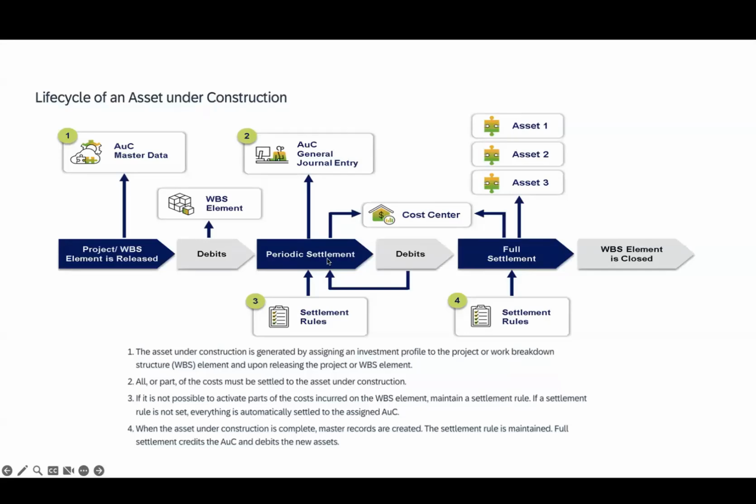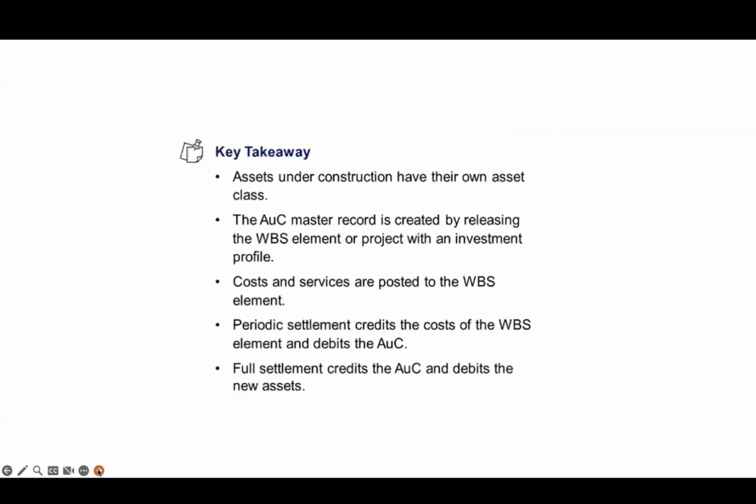So a periodic settlement, from time to time, will take what we've collected on a WBS element and move it to an asset under construction element. And then when we get to full settlement, it'll move it through to an asset. And I think it's better probably shown there. So the key takeaway is that they have their own asset class. That's because they shouldn't be depreciated.